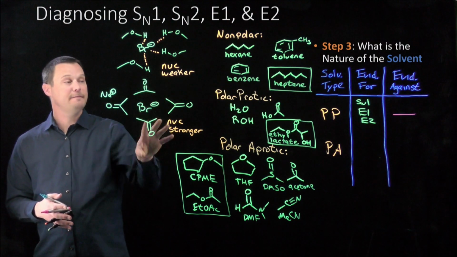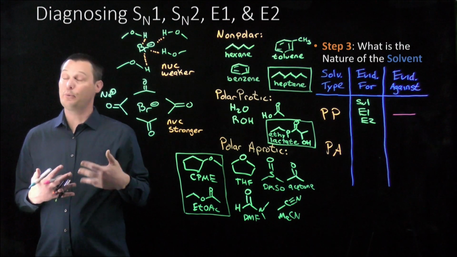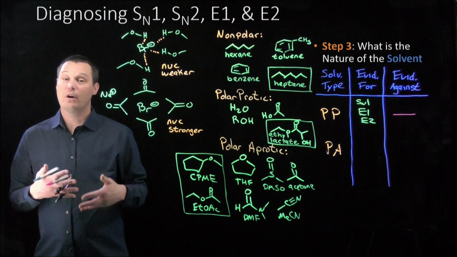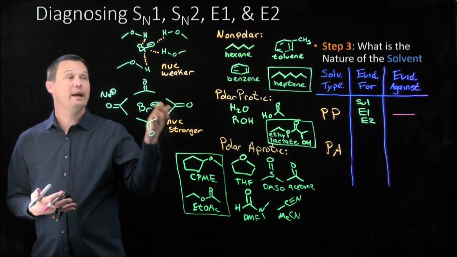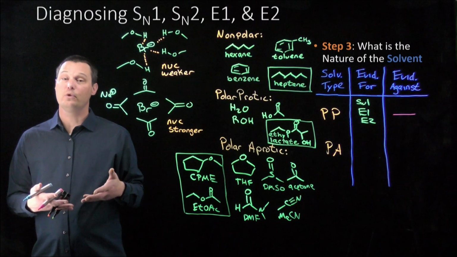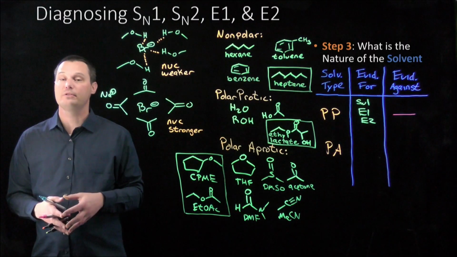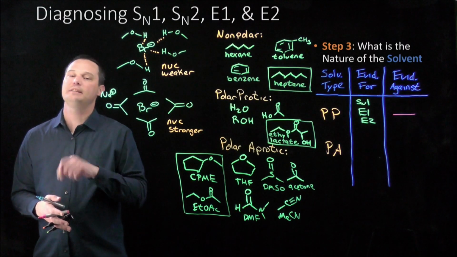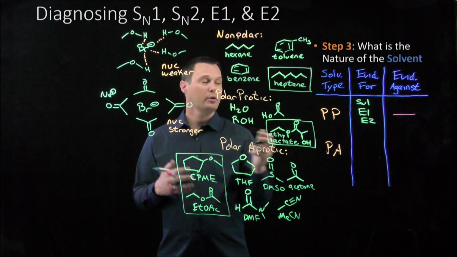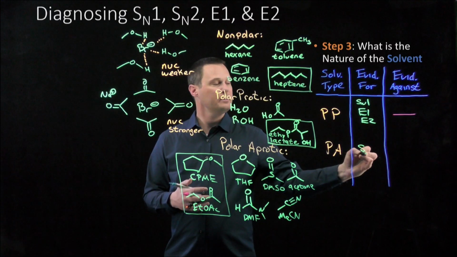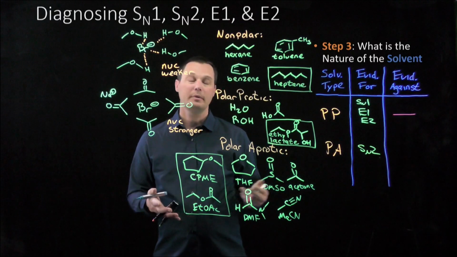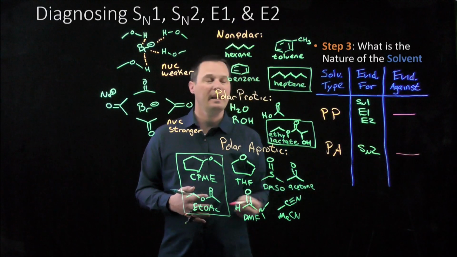It may push us in favor of certain mechanisms, but it doesn't preclude us from doing a certain mechanism. There are all sorts of examples of SN2 reactions being done in ethanol. It may weaken the nucleophile, but it can't preclude any certain mechanism. So we never use solvents as evidence against mechanisms. Polar aprotic solvents make nucleophiles stronger and give us evidence for SN2 reactions. But again, we don't use solvents as evidence against any of our mechanisms.